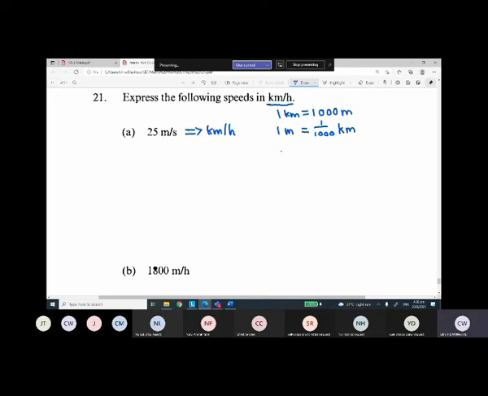Okay, next one, now you change, because they want only second, second to hour, right? 1 hour is how many seconds? 1 hour is 3,600 second, right? Isn't it?